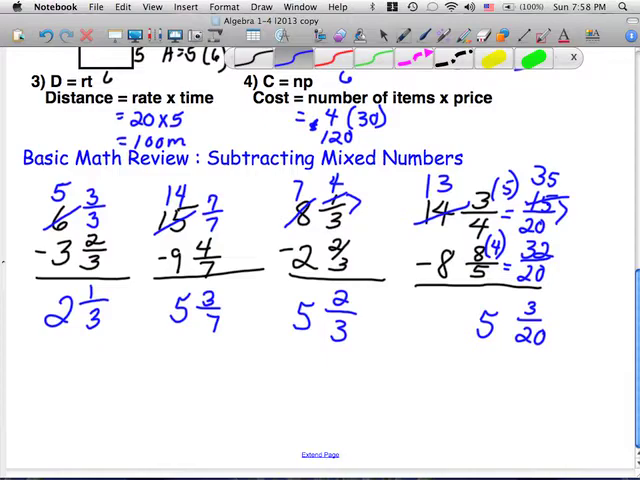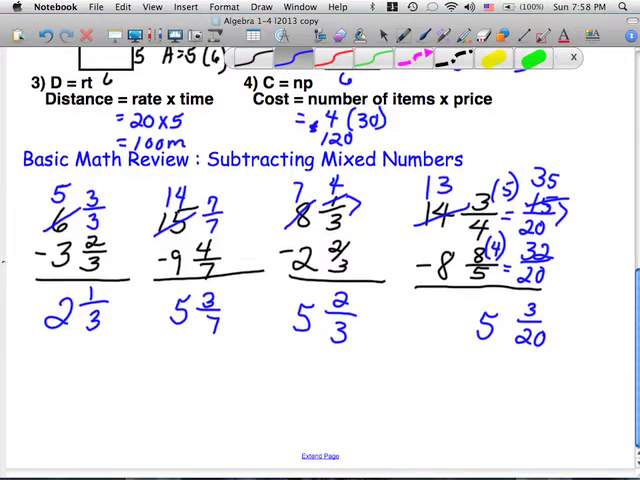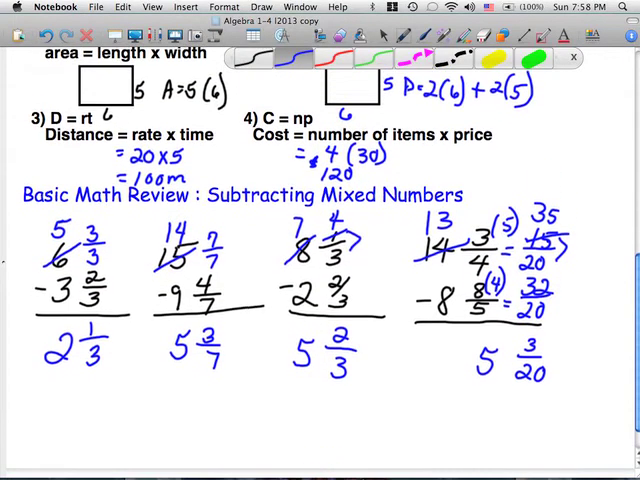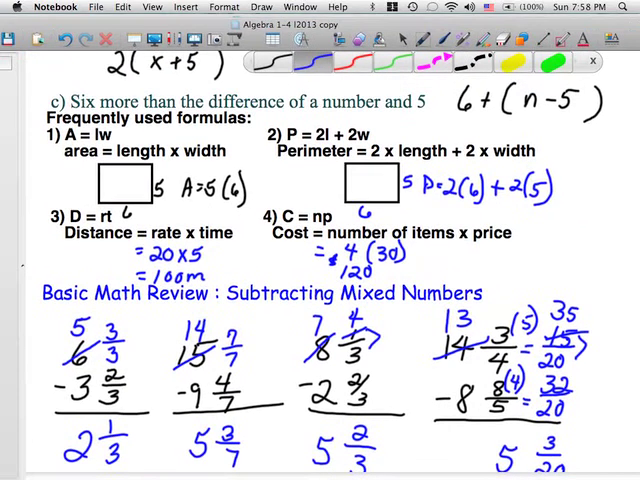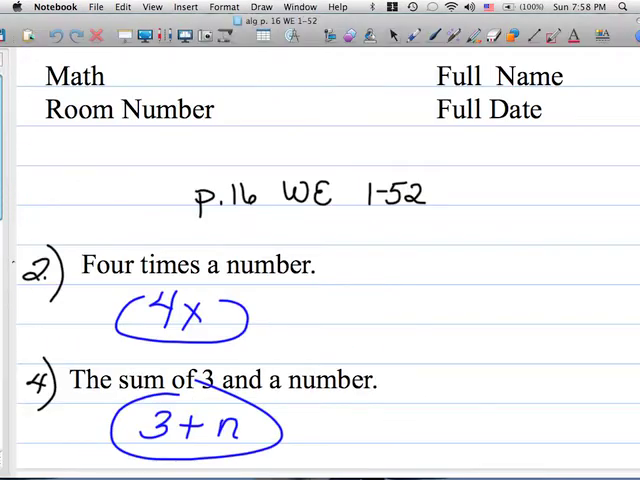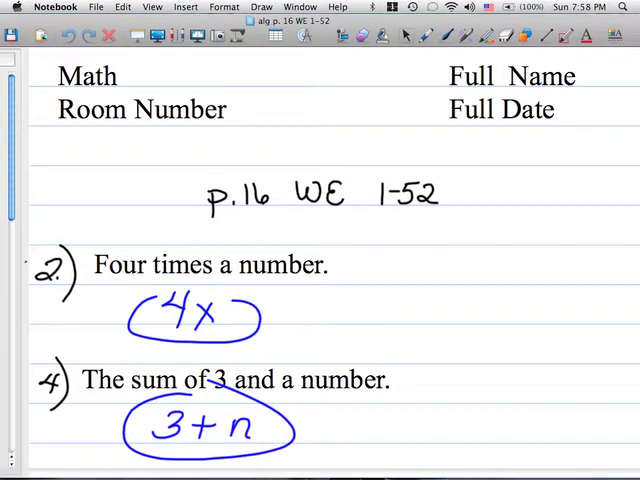That finishes the vocabulary. You need to get your book and your paper for your evens. We're on page 16. Make sure your paper is headed: math, room number, full name, full date. You skip a line. Title is page 16, written 1 to 52. Skip a line.